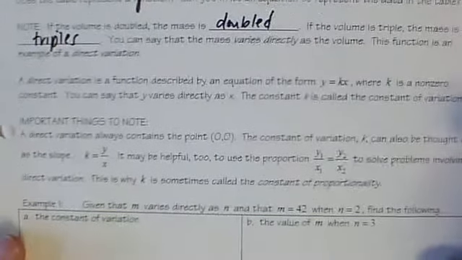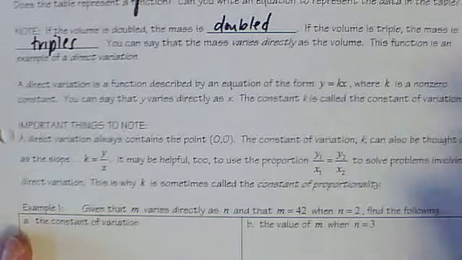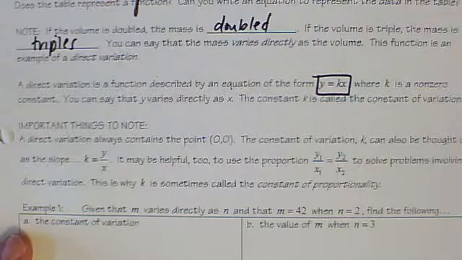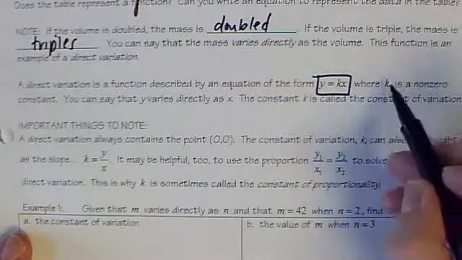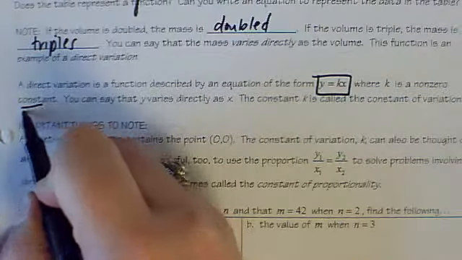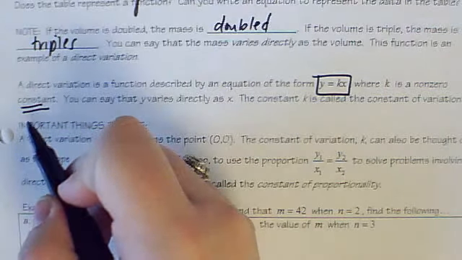So the next part is the definition. A direct variation is a function described by an equation of the form y equals kx. That's the key thing, that's what we're going to be using throughout this whole lesson. K is a non-zero constant, so it can't be zero. Constant just means it's going to be a number that changes at the same rate.